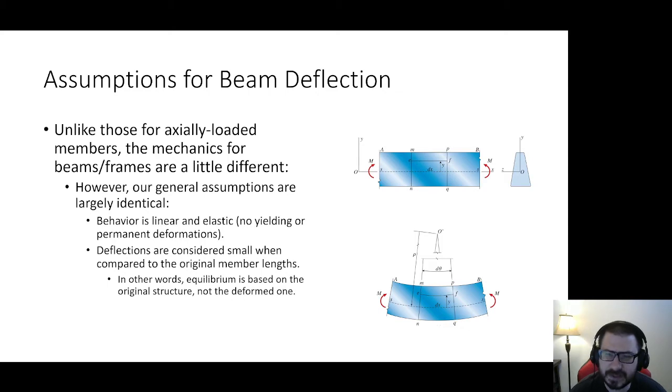Deflections are considered small when compared to the original member lengths, and we make those same assumptions when we analyze trusses. When you take load and put it on a structure, it deforms. Basically, what that assumption means is that we do not have to check equilibrium again on the deformed shape. In other words, we have the structure, it deforms, and we don't have to recompute reactions or reanalyze the structure. We don't need to do that.